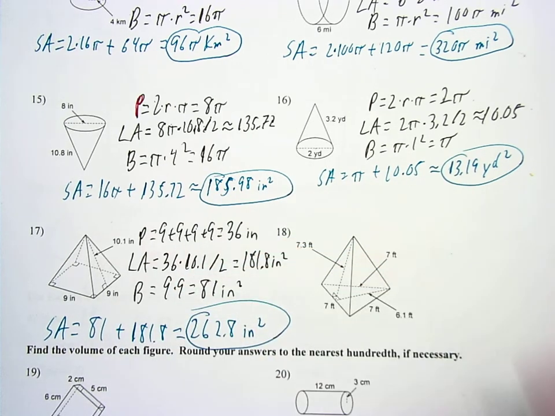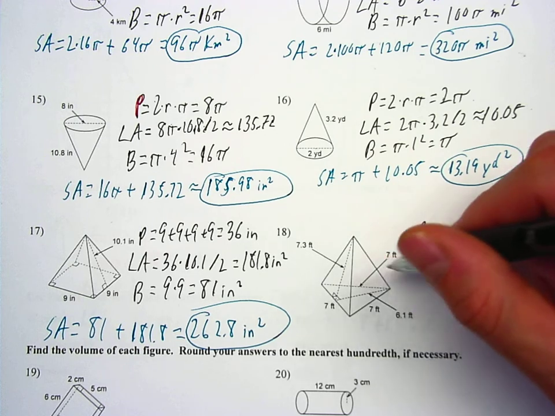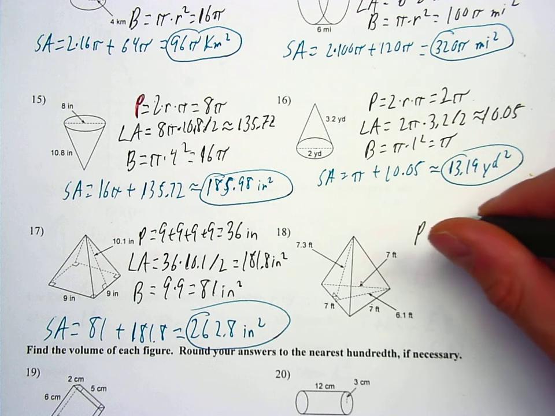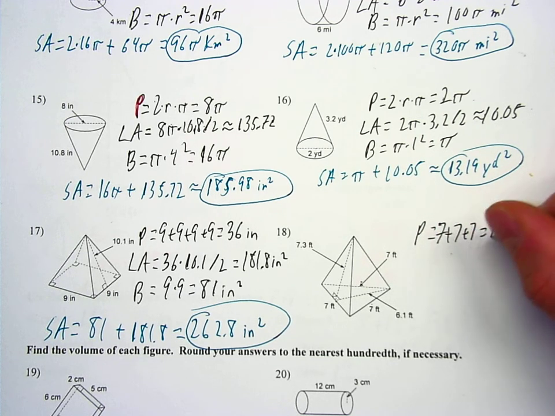All right, next one, this triangle. The perimeter of the triangle, again, is the side lengths added together, the 3 sides. All 3 of these sides on the bottom are labeled with 7. So my perimeter is 21. In this case, it's in feet.